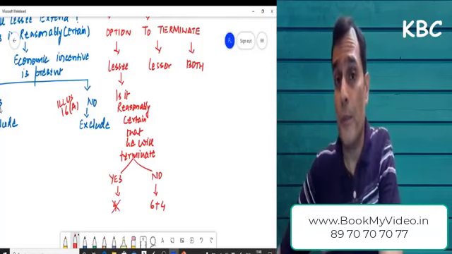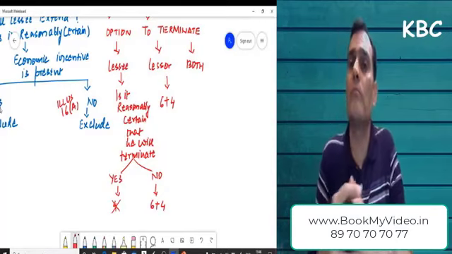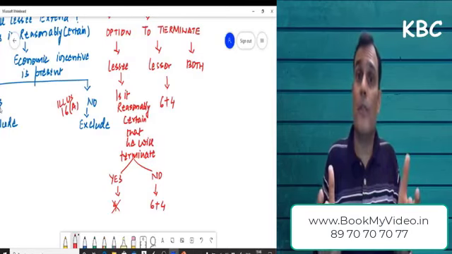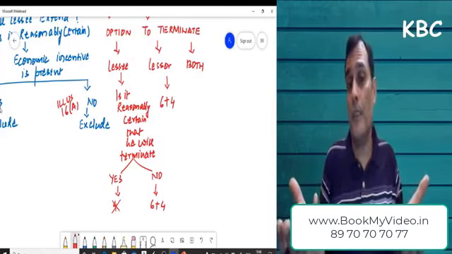If the option to terminate is with the lessor, we will simply include that 4. We will take 6 plus 4 because he would not terminate. He has got the option to terminate, but why would he? He's getting money, so he would not terminate in that situation.